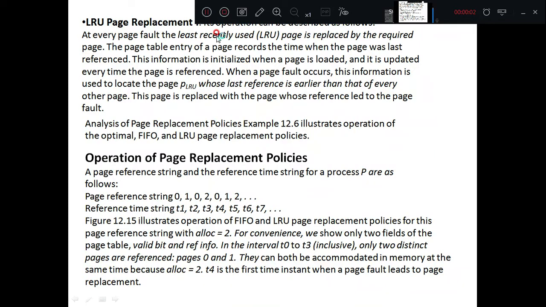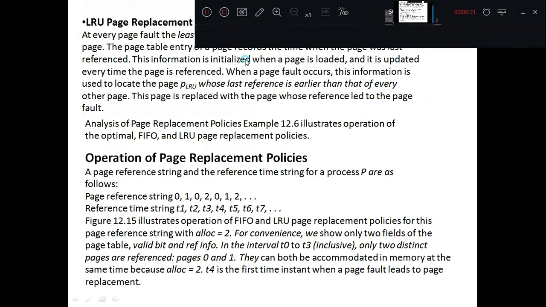So let's continue our discussion on the different page replacement policies. As we discussed in the last slide, we have two different page replacement policies. One is first in first out, the second one is least recently used. Now we concentrate on these two, that is the page reference string and the reference time string.